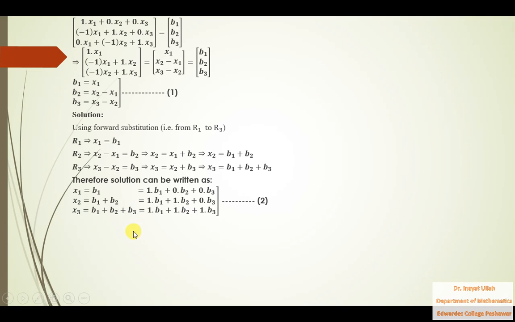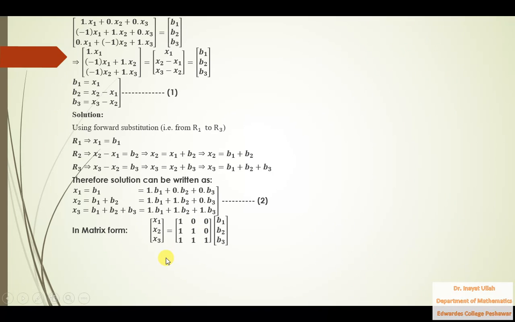So the solution in matrix form can be written as x1, x2, x3 is equal to the matrix 1 0 0, 1 1 0, 1 1 1 times b1, b2, b3. Just look at this. The solution in matrix form: x1, x2, x3 is equal to these numbers 1 0 0, 1 1 0, 1 1 1 in this matrix, and b1, b2, b3 in column form. That is the solution in matrix form.